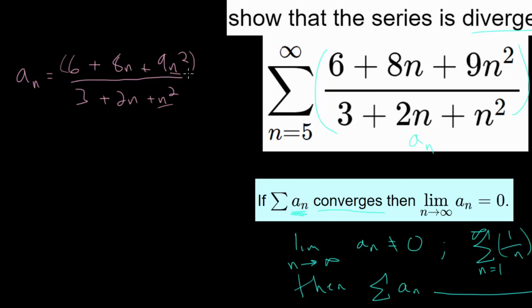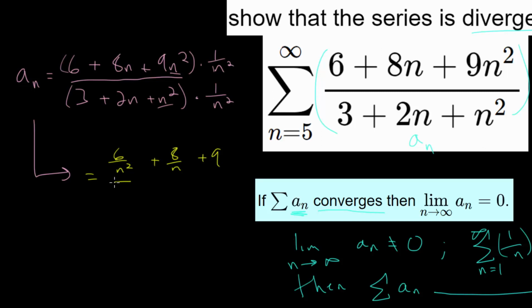And to do that, algebraically, we can look at the highest power terms in each and divide the numerator and denominator by that highest power term. Or in other words, we can take our numerator and multiply it by 1 over n squared, and take our denominator and do the same thing, so that we would get in our numerator 6 over n squared plus 8 over n plus 9, and in the denominator 3 over n squared plus 2 over n plus 1. And at this point, we can now take our limit. We can look at the limit as n goes to infinity of this rational expression, and I'll just write it as a sub n.